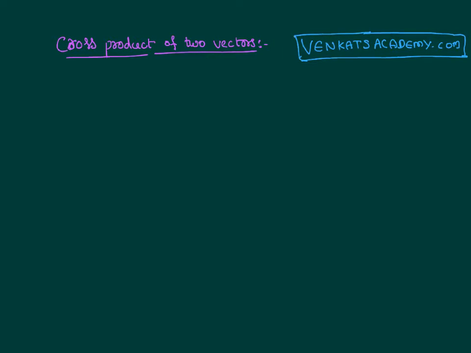Hello everyone. Today in this post we are going to talk about the cross product of two vectors. That means we are going to multiply two vectors and the resultant is also going to be a vector. As I told earlier, vector products are of two types, dot product and cross product. When you multiply two vectors, if you get a scalar, that's called a dot product or scalar product. When you multiply two vectors, if you get a vector, that's called a cross product or vector product.